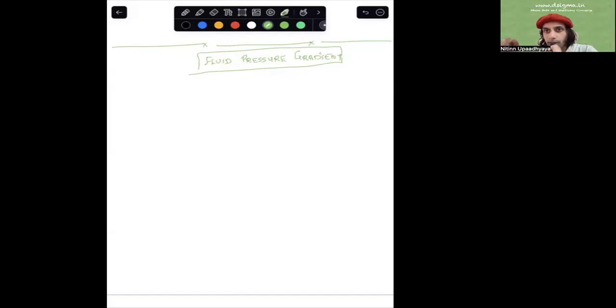And one such example is how the pressure varies along the direction of the gravity field in a glass of water. So let's see how that happens.